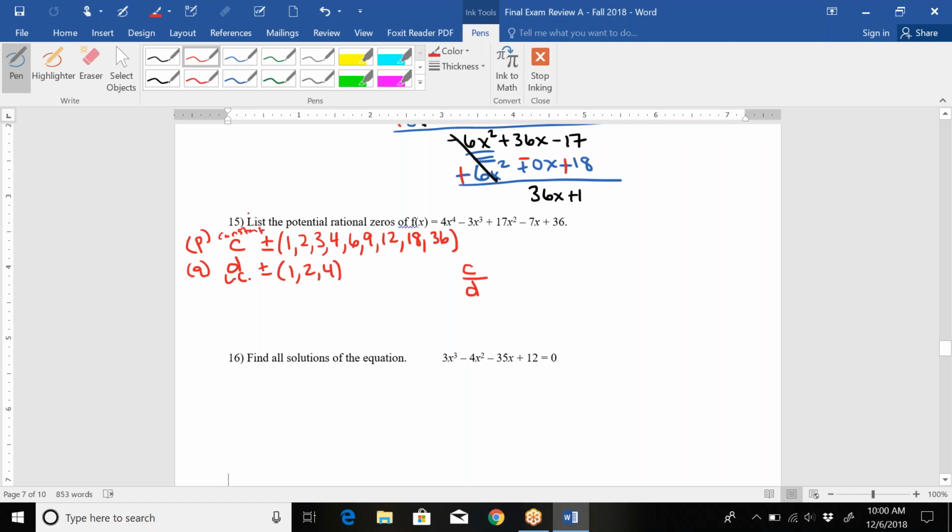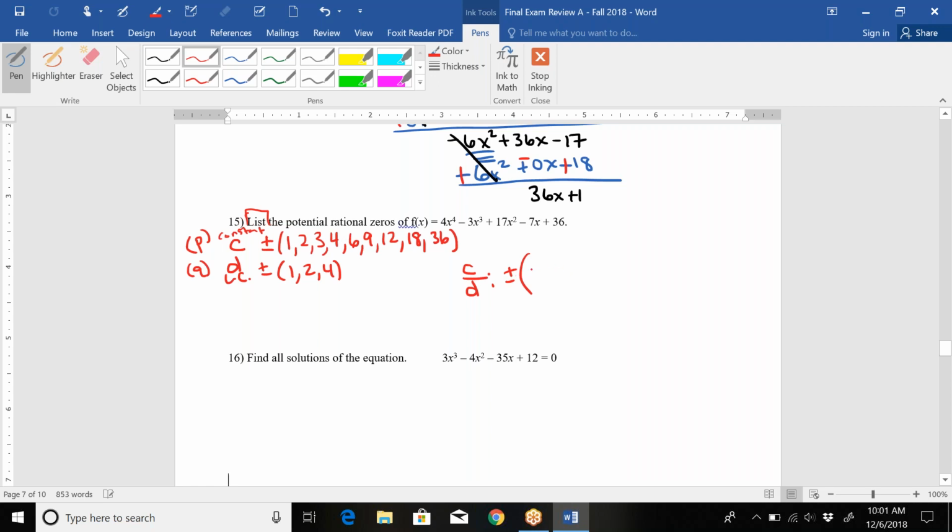We're not actually solving on this problem because they just said list. So my list is plus or minus, and then I'm going to make a list where I put each C over each individual D, and I just go across the whole C list that way. The only big thing is you have to make sure you don't list anything twice. Some people will want you to put them in order from least to greatest. Just depends on your instructor's preference there. I usually just make the list.